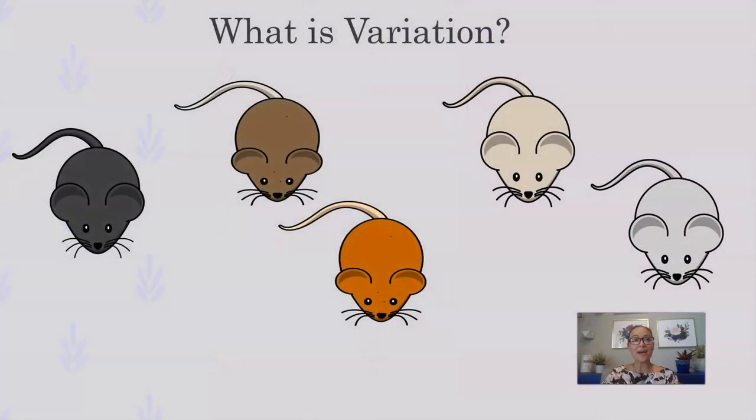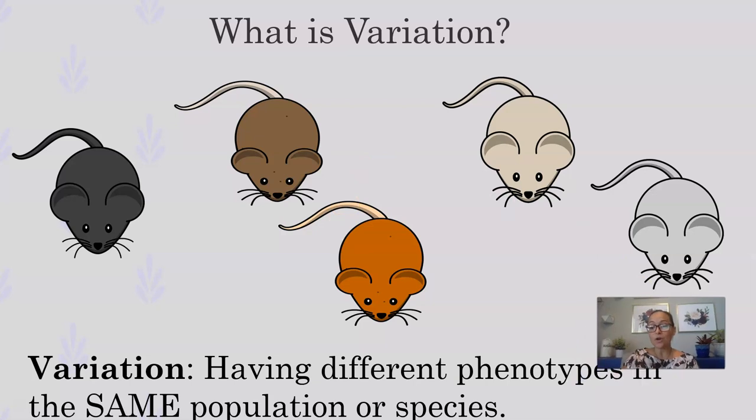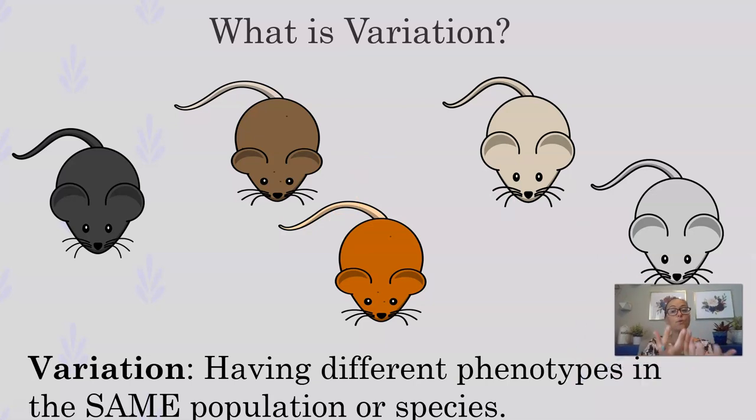So when we look at variation, we can see here in these mice that there are different phenotypes. Remember, a phenotype is the physical appearance or physical traits or characteristics of an organism. And a lot of our phenotypes are actually based in our genetics. So when we talk about variation in this unit, we are talking about variation within a population.